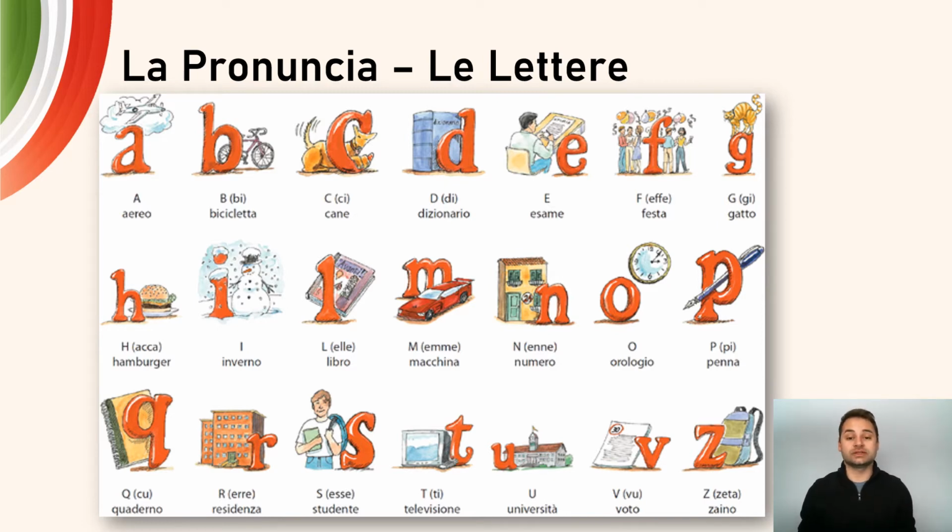For each of these letters in the alphabet, you see that I have not only the letter, but also a sample word below. Go ahead and repeat after me. A, aereo. B, bicicletta. C, cane. D, dizionario. E, esame. F, festa. G, gatto.